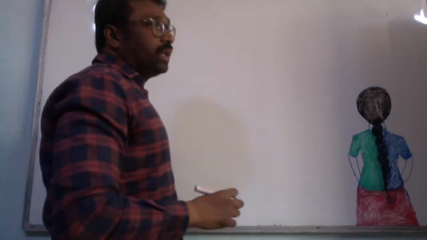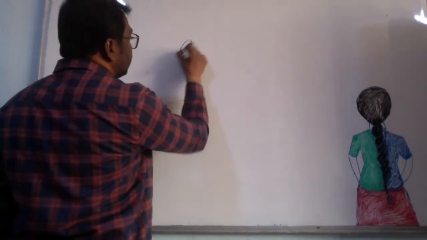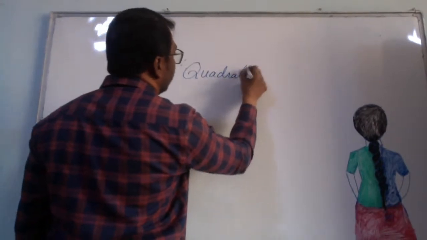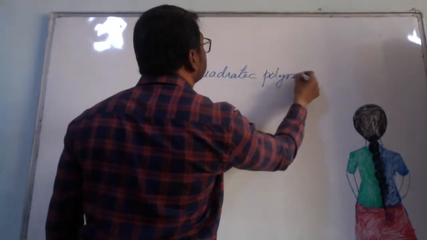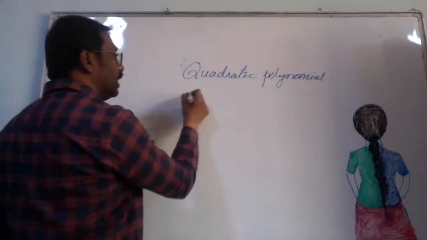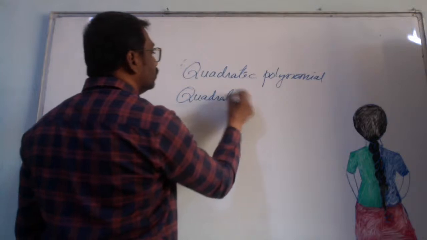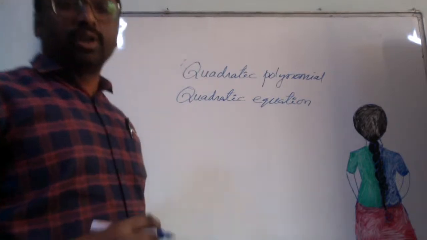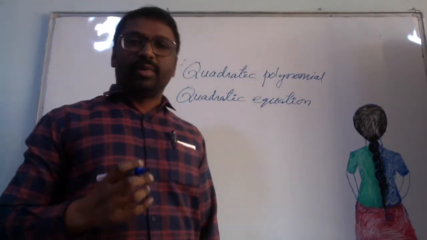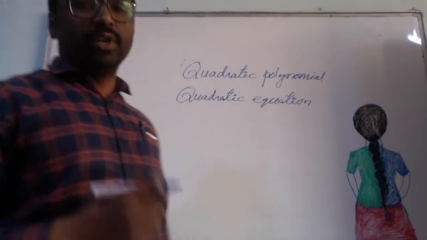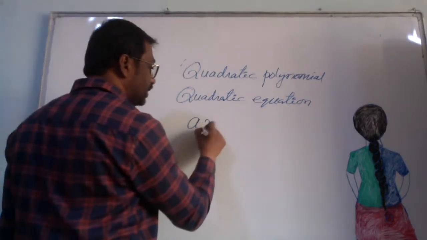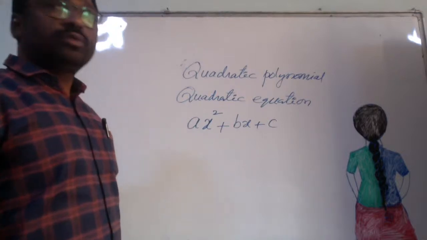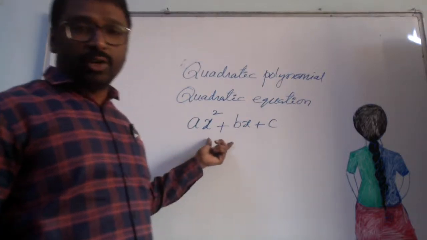Okay. So now here we are discussing the quadratic polynomial, right? Quadratic polynomial and quadratic equation. Now you got it. What is the quadratic polynomial? A second degree polynomial in one variable x can be written as ax square plus bx plus c. So ax square plus bx plus c here, this is the second degree polynomial.